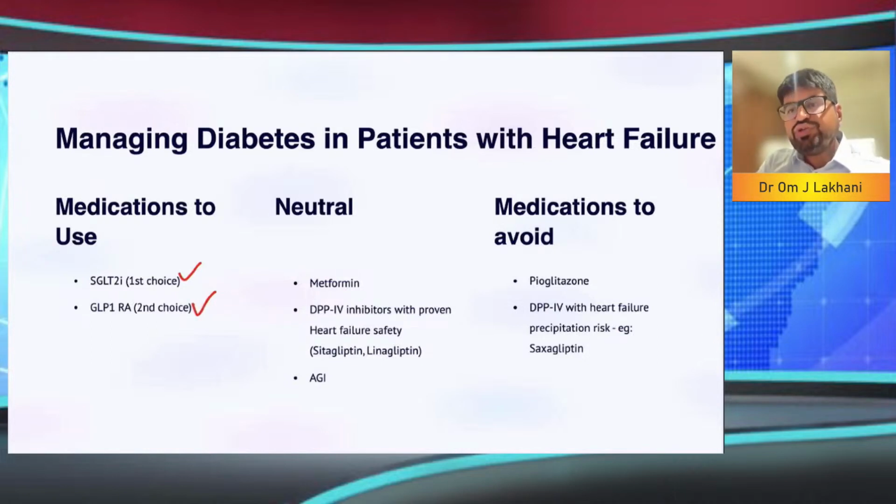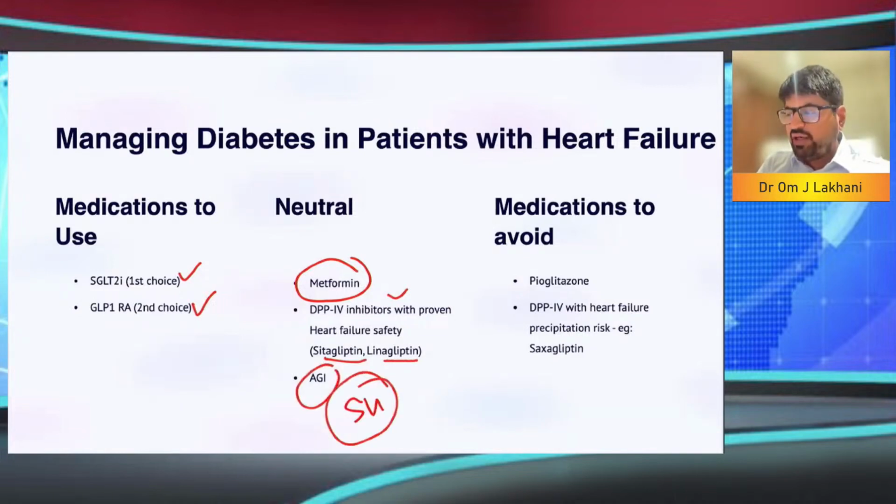Then there are drugs which are neutral. So you could consider using metformin. It's a neutral drug. It neither worsens heart failure nor has any direct benefit, but maybe indirect benefit through insulin resistance. You could use DPP-4 inhibitors with proven heart failure safety, like sitagliptin or linagliptin, or you could use other drugs like AGI and so on. And you can use, of course, sulfonylurea, but again, heart failure safety is not well established there.